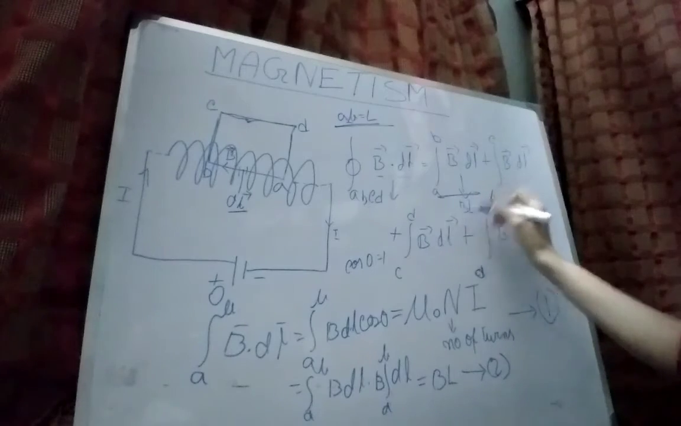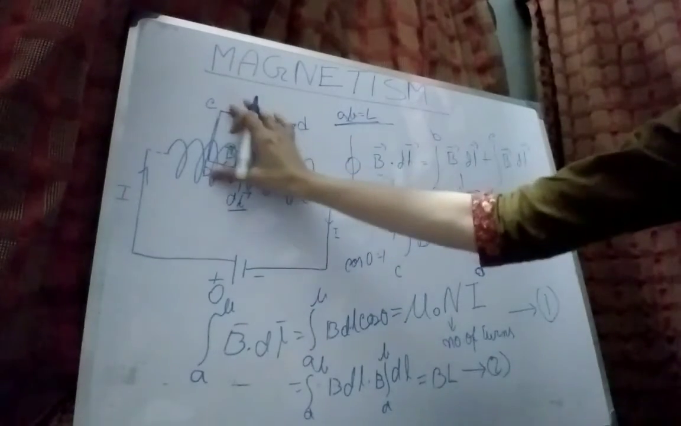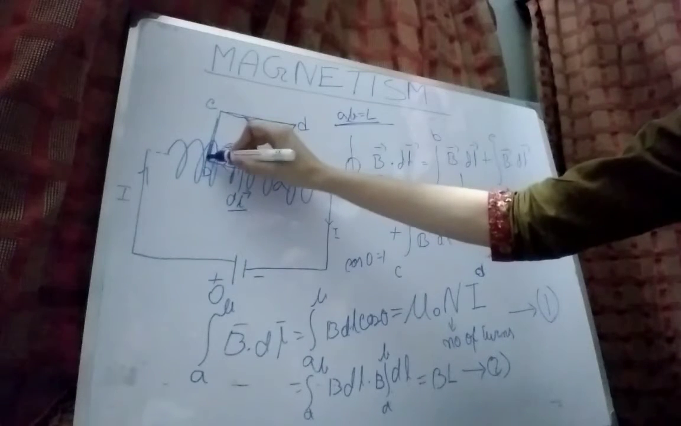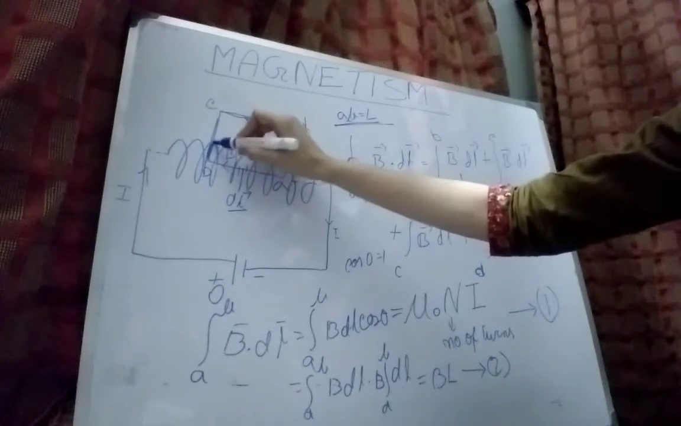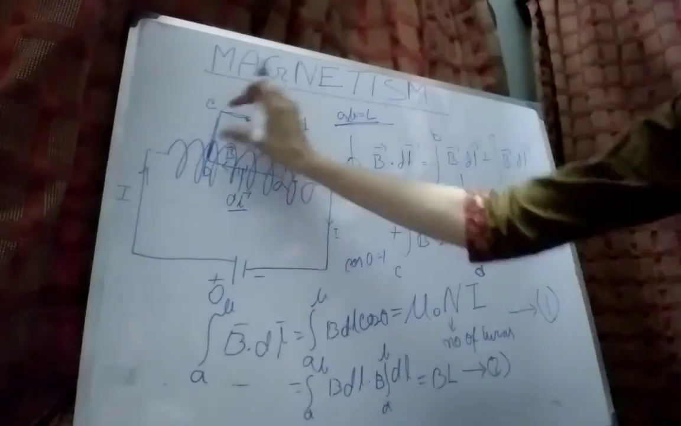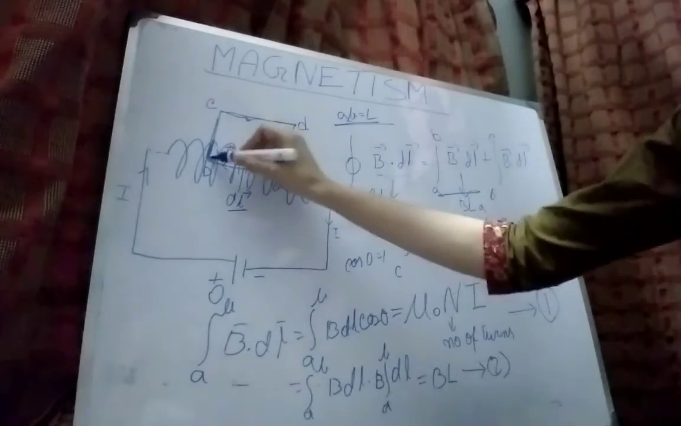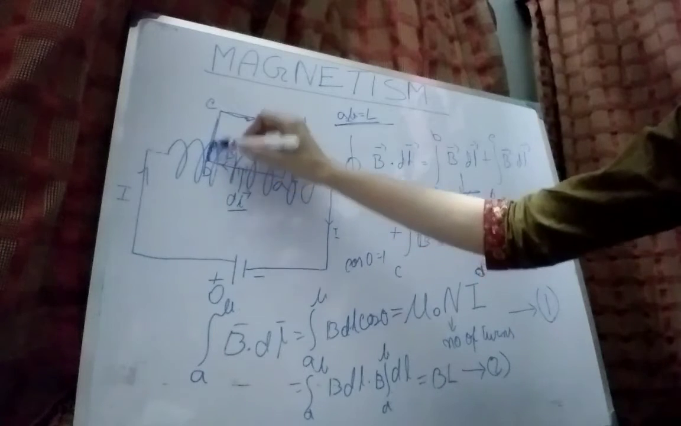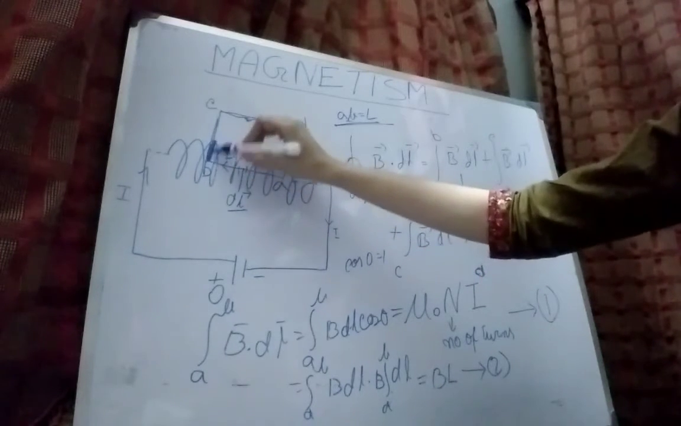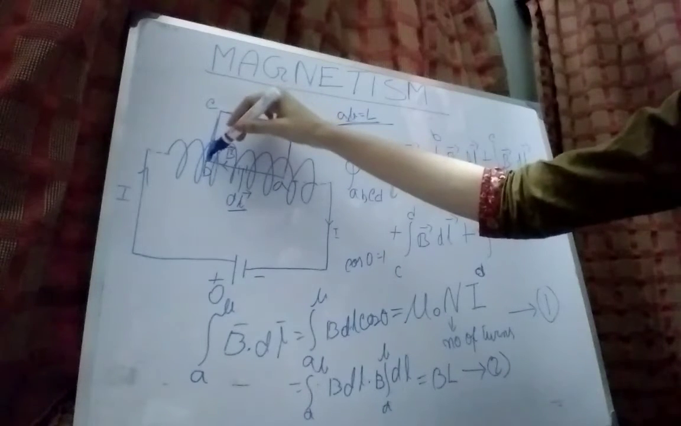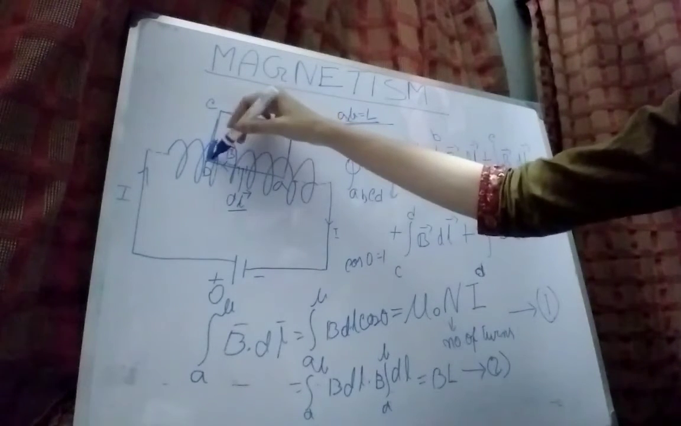So for this part, the magnetic field generated is BL. Now for this next portion, we can see that this part is in the solenoid and this part is outside the solenoid. So again, the magnetic field will be generated only due to this position, and B will be along this direction and dl is along this direction.